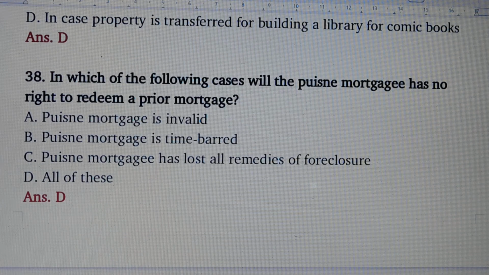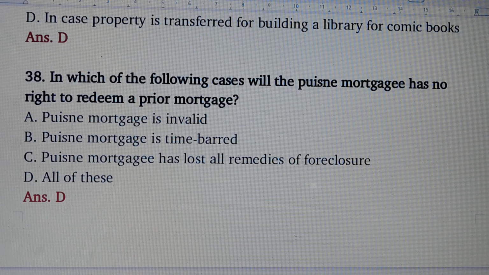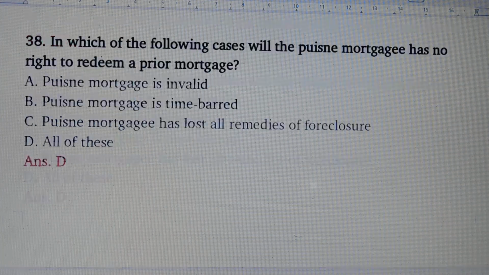Question number 38. In which of the following cases will the puisne mortgagee have no right to redeem a prior mortgage? Answer is option number D, all of these, means option number A, puisne mortgage is invalid. Option B, puisne mortgage is time barred. Option C, puisne mortgagee has lost all remedies of foreclosure.